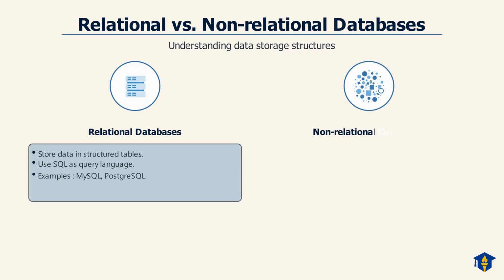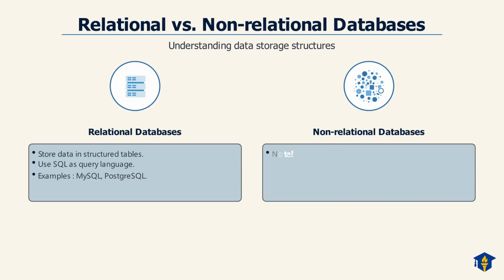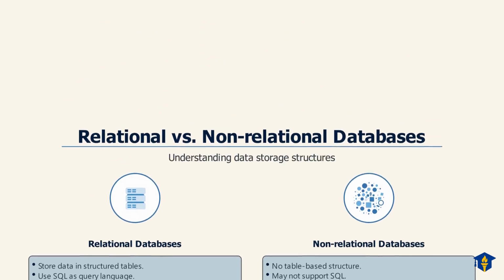Now, let us turn our attention to non-relational or NoSQL databases. Unlike relational databases, they do not rely on a strict table-based structure. Many non-relational databases may not natively support SQL for querying. Popular examples include MongoDB and Cassandra, designed for different data types.